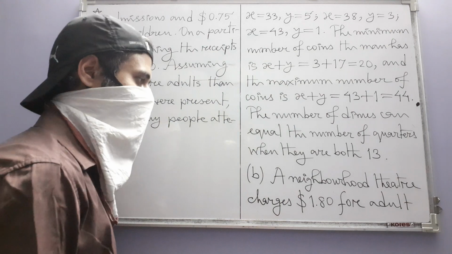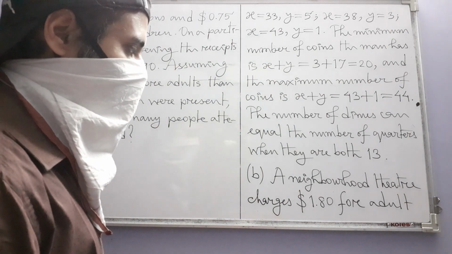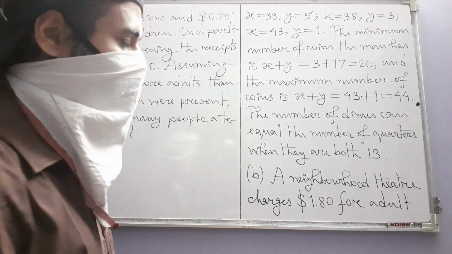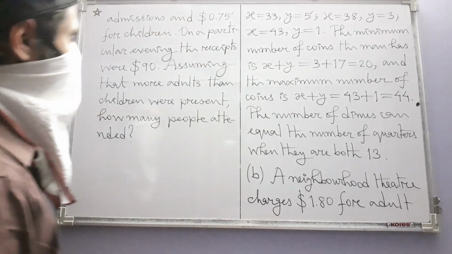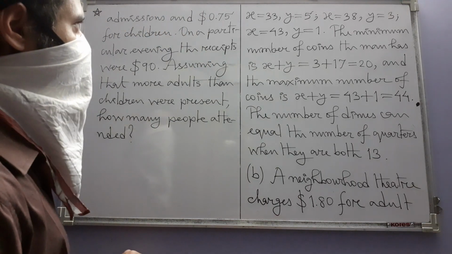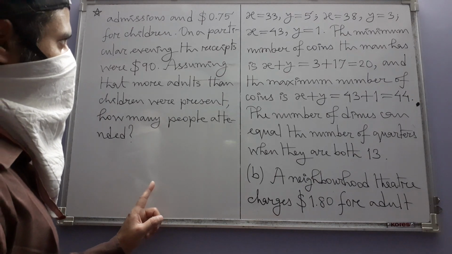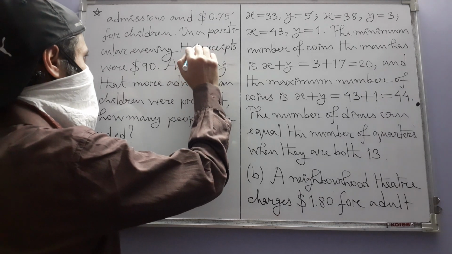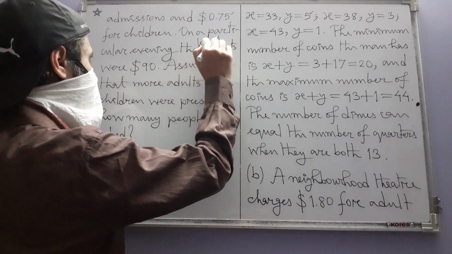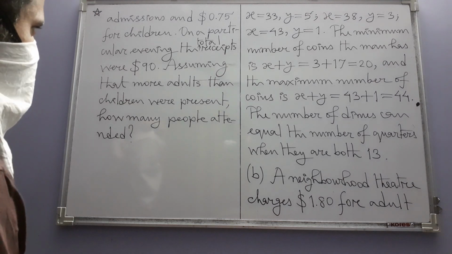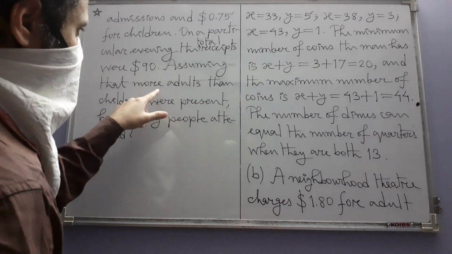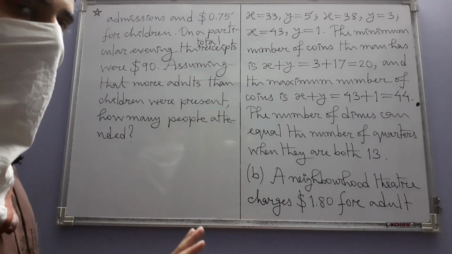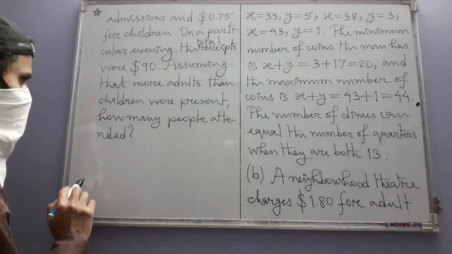So there is some theater in a neighborhood that charges $1.80 for an adult admission and 75 cents for children. On a particular evening, I think I did not write total, no? The total receipts were $90. And also it is given that on that particular evening there were more adults than children. Then how many people attended the theater on that evening?